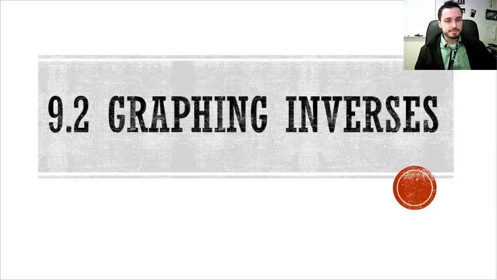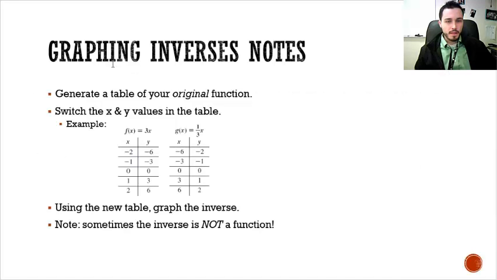Graphing inverses. So basic notes, you're going to generate a table of your original function, whatever your original function is, and then once you have that table, we're going to swap all the x and y values completely. You see this quick little example here.